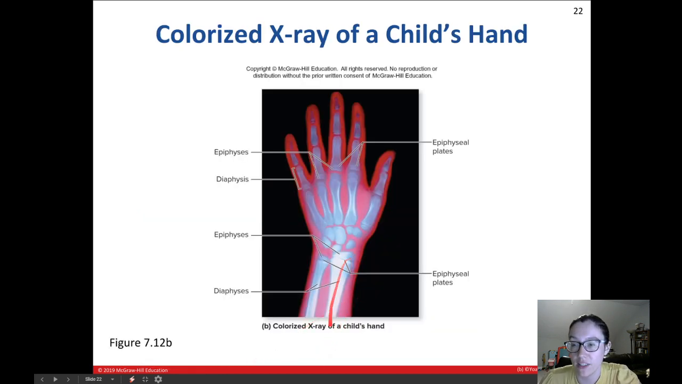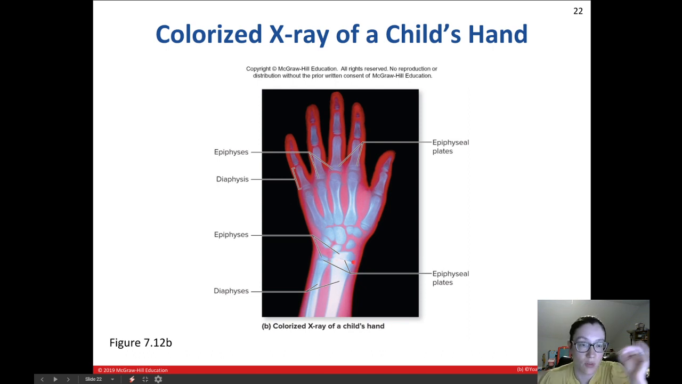And we can see here, this is a radiograph or an x-ray of a child's hand, and you can see here, right, so we've got the radius and we have the ulna, and this is going to be the diaphysis here, and the epiphysis is up here. So this is the little epiphysis, and we can see this line in between them, and this is where the growth plate is, the epiphyseal line.